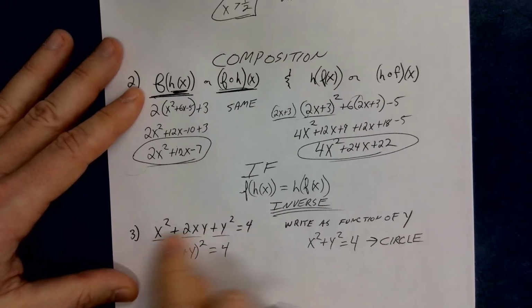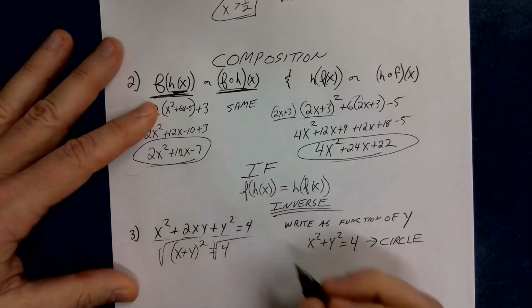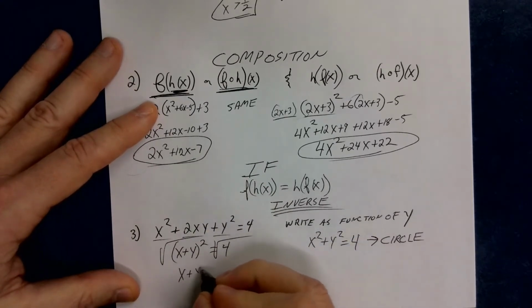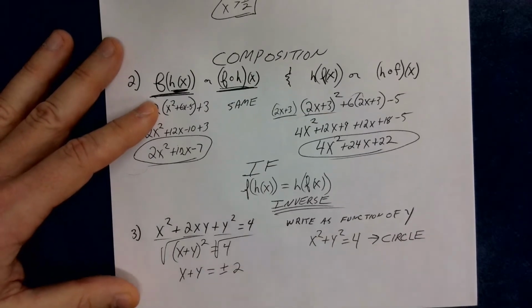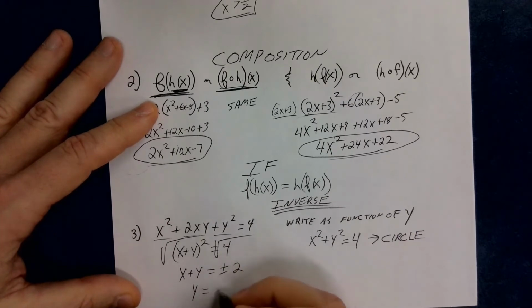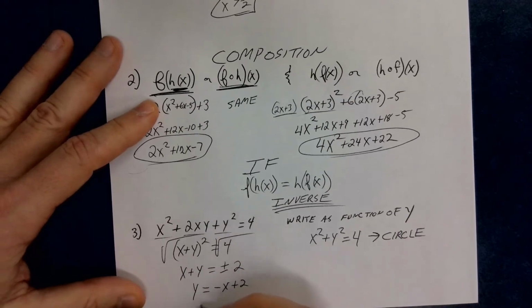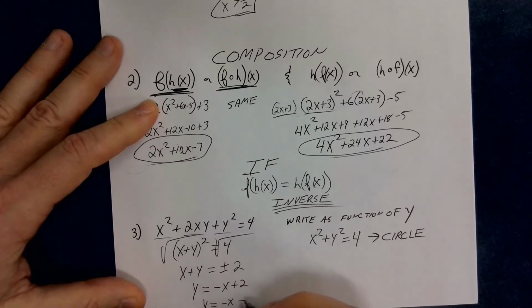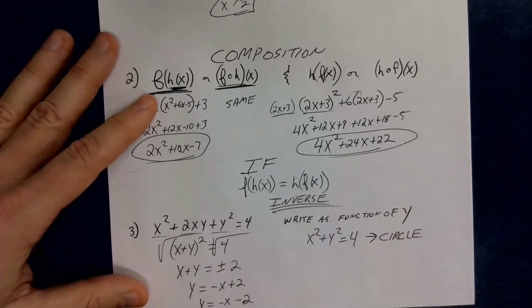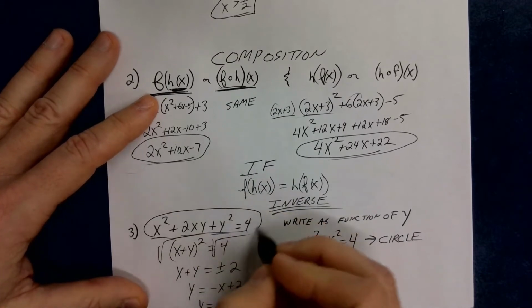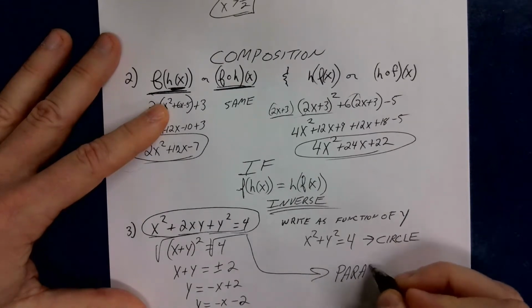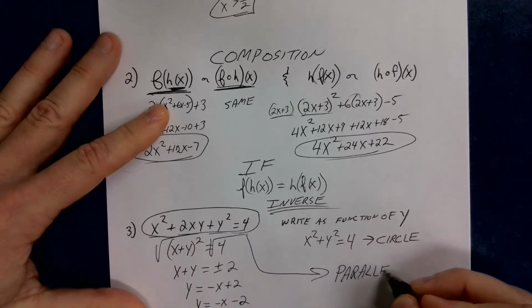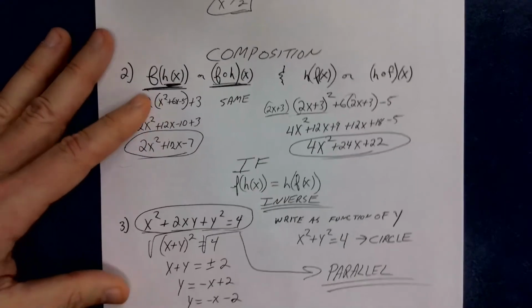That's a perfect square, x plus y, good deal. And then I square root both sides, and I get x plus y equals plus or minus 2, because the square root of 4 is 2. And then I subtract the x, so y is equal to negative x plus 2, and y is equal to negative x minus 2. And you're like, wait, what? This isn't a circle at all, but it's some parallel lines? And the answer is yes.